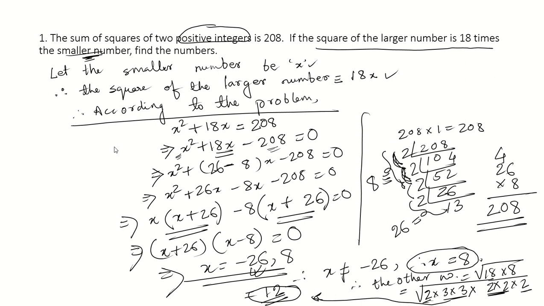We have just converted that word problem which is given into an equation. We expressed the smaller number as x, and we got the square of the larger number is also given. We converted that into an equation and we factorized that equation, and then we got two solutions for x. One is minus 26 and another is 8. And since both the numbers are positive, x cannot be negative, so we eliminated x equals minus 26 and we took x equals 8, and from there we got the other number as 12. So I guess you guys have understood this problem.